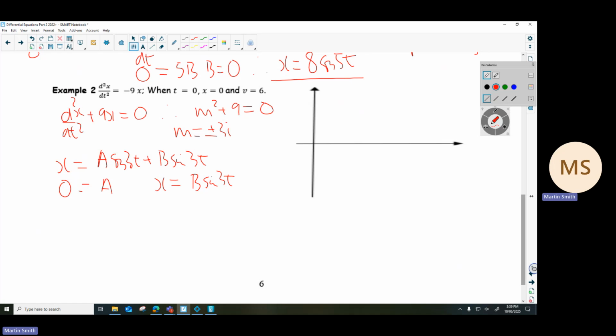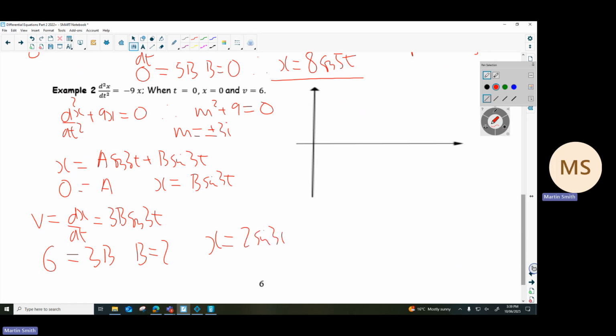To work out b, I'm going to use the fact that the velocity is 6. So v is dx by dt, which is 3b cos 3t. Sub in v is equal to 6, and t is 0, so 3t is 0, and cos of that is 1, is 3b, so therefore b is 2. So the equation for this object's motion is x is equal to a is 0, b is 2 sine 3t.